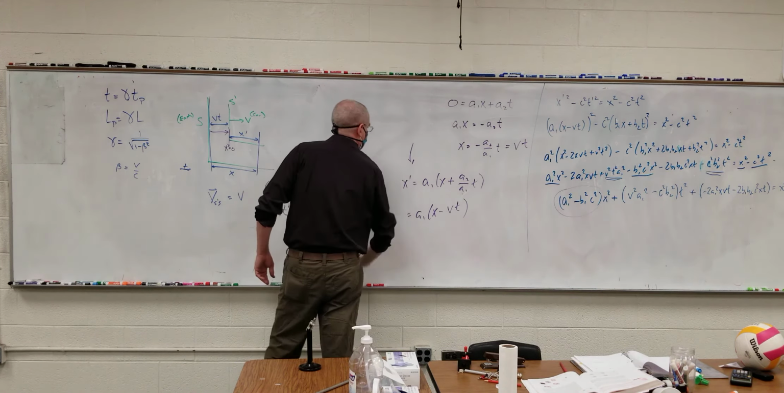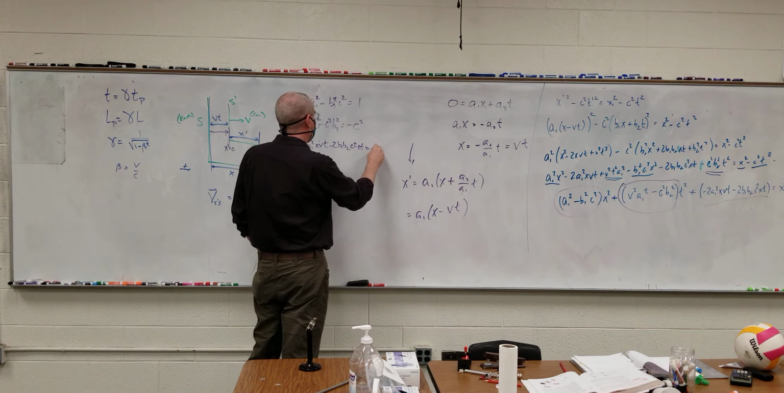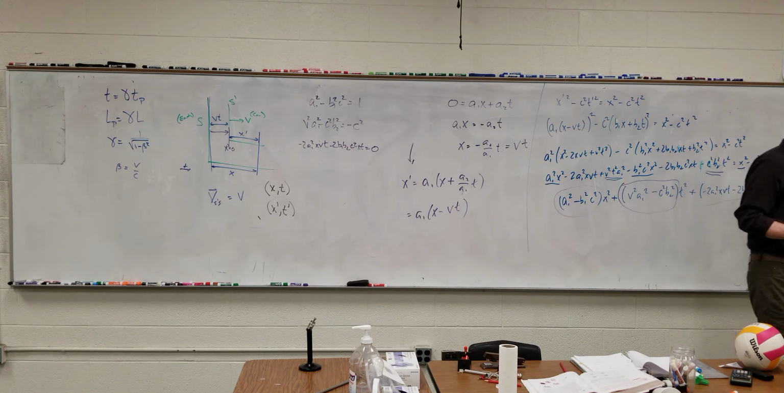So v squared a1 squared minus c squared b2 squared equals negative c squared. And this last little bit should always be equal to 0. So negative 2a1 squared x vt minus 2b1 b2 c squared xt equals 0. And this is a common thing in mathematics where you get two things and you basically compare coefficients. If it's always true, the coefficients always have to be equal.